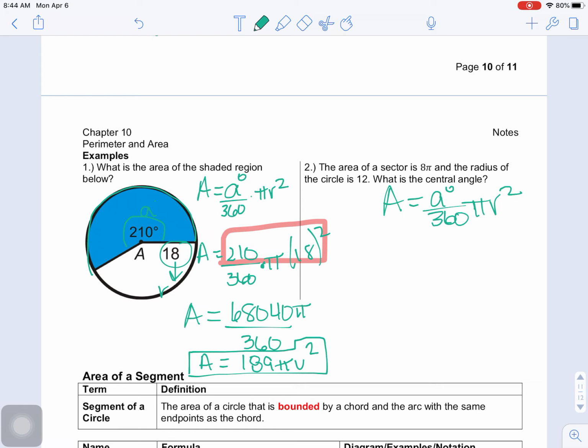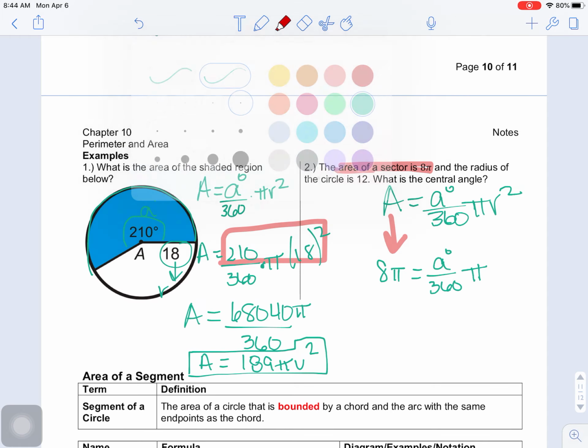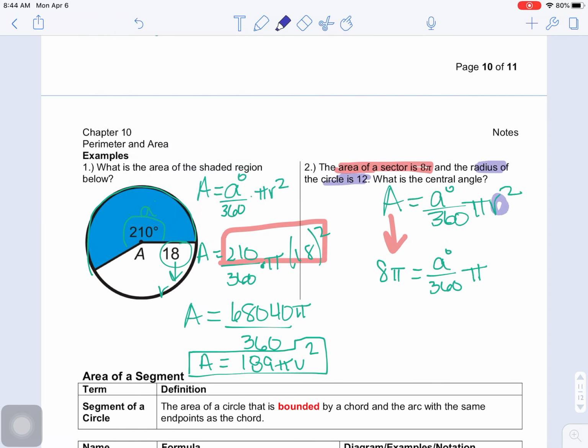Now that I have it written, I'm going to plug in the information that I was given. So we're told that the area is 8 pi, so I'm going to go ahead and substitute there. 8 pi is equal to, again, the angle we're looking for, the arc measure, times... and then we're told here that our radius is 12. So here's our radius. We're going to plug in 12 there.